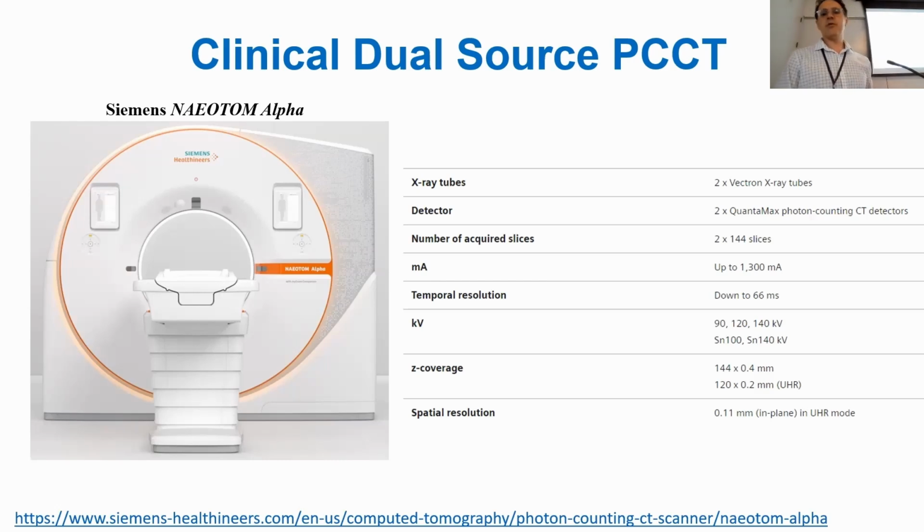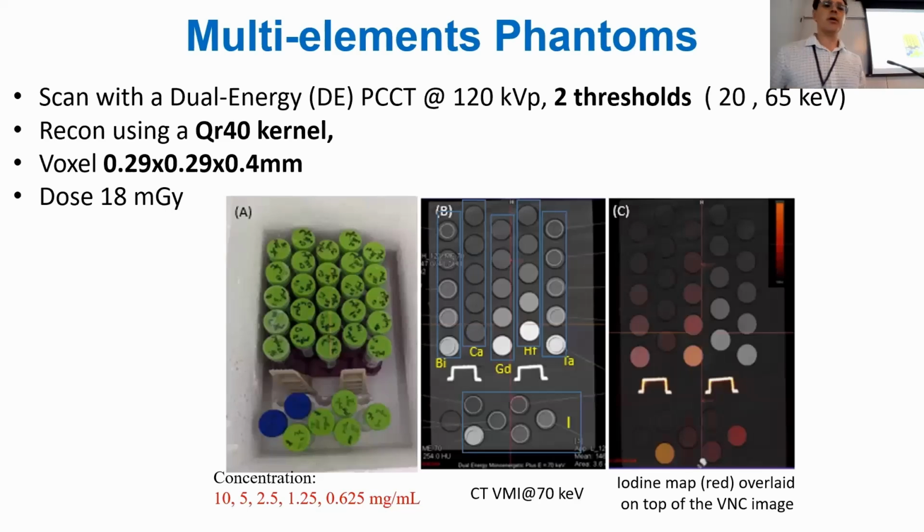Okay, so I believe previous speakers introduced the dual source Naeotom scanner from Siemens. I just want to draw attention to the very high resolution that it's advertised it can deliver, 110 micrometers essentially in plane. Well, I'm going to show you 150. We were not able to get 110 so far, but I guess it's possible. Here's our phantom. We took it to the clinical scanner, 2 thresholds. The protocol that we were able to use here was not with 150, but was about 300 microns in plane and about 400 microns slice thickness.